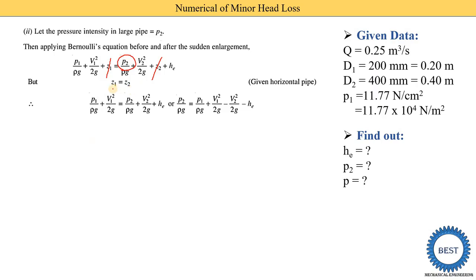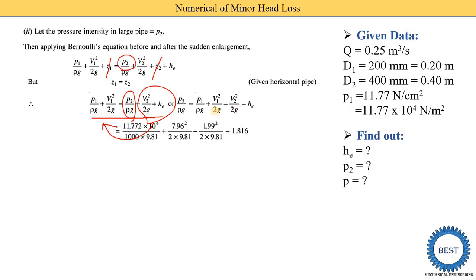So when we cancel the Z1 and Z2, we get this equation. Then further we convert this equation in terms of P2 upon rho g, meaning from the right side, the other parameters are shifted to the left side. So what is the equation? The equation is P1 upon rho g plus V1 square upon 2g, minus V2 square upon 2g, minus He.